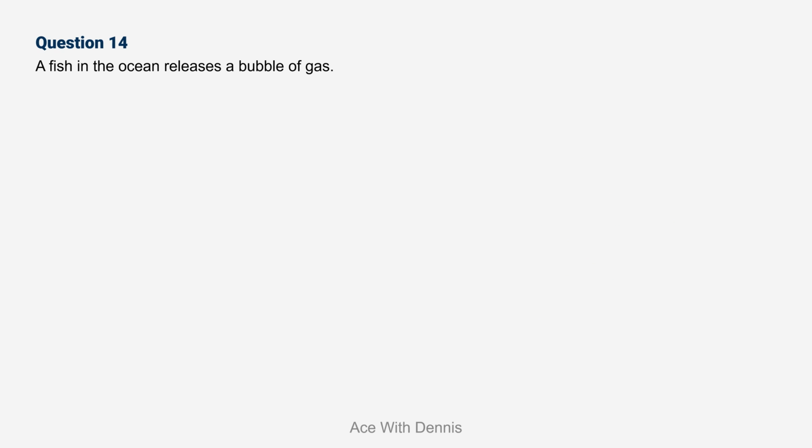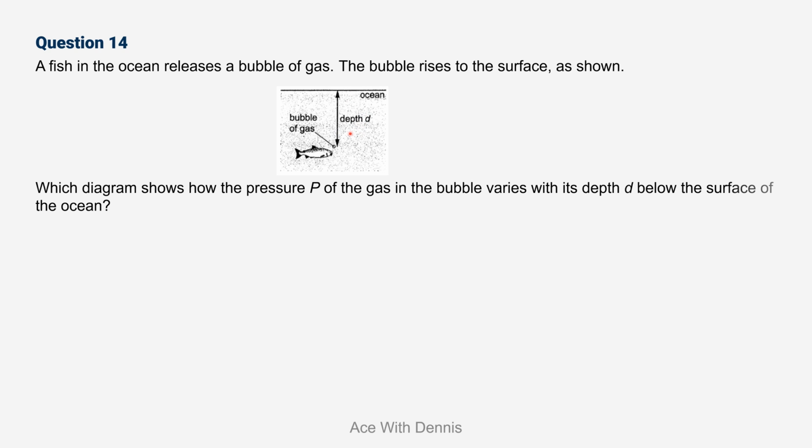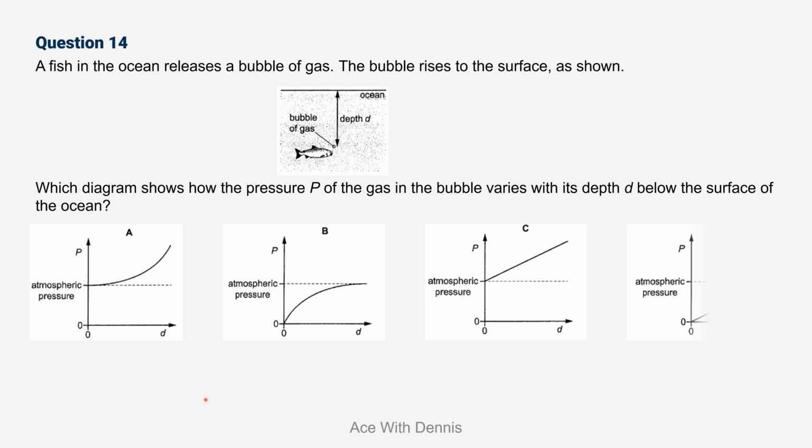Question 14. A fish in the ocean releases a bubble of gas. The bubble rises to the surface as shown. Okay, so look at this diagram. This fish releases a bubble, and this bubble will rise to the top of the surface here, and this will be the depth D. Which diagram shows how the pressure P of the gas in the bubble varies with its depth D below the surface of the ocean? So here are the four diagrams: diagram A, diagram B, diagram C, and diagram D.